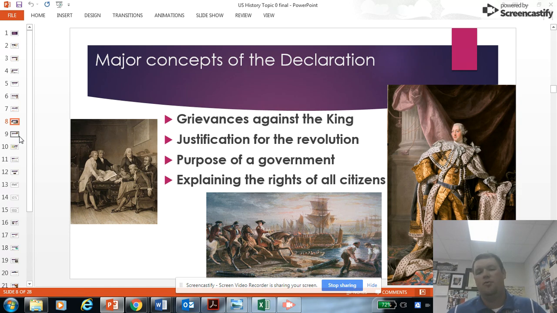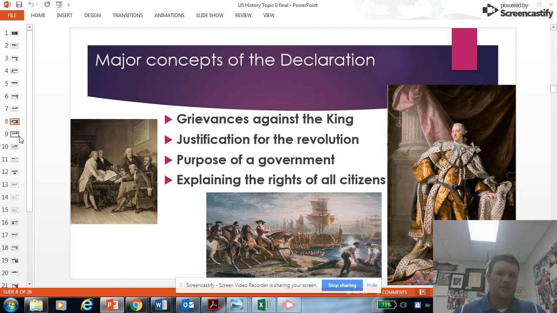Justification for the revolution. So the fact that the government is becoming corrupt means that we have the right. It's the responsibility of the people to overthrow a government that has become destructive, is what Thomas Jefferson says. What's the purpose of a government? Okay, and explaining the rights of all citizens. These two can go hand in hand a little bit. The purpose of a government is a social contract that all men are created equal, that among these are life, liberty, and the pursuit of happiness. That's the purpose of a government. The government's supposed to protect those things, and that's the right of all people. The government should be working to protect those things for the people.